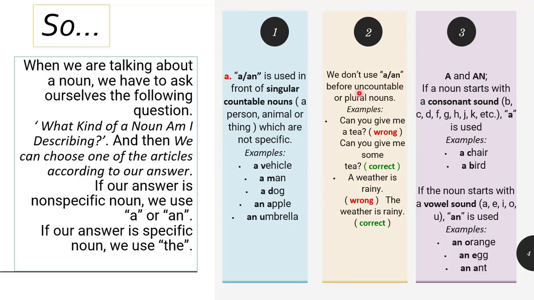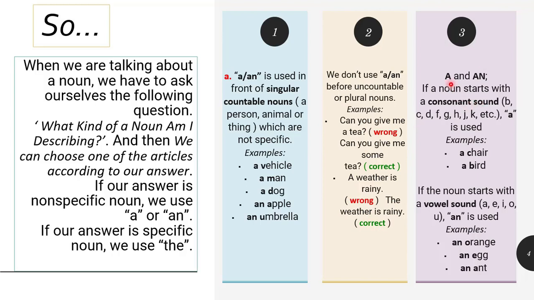Number 2, we don't use a or an before uncountable nouns. Don't use a or an before plurals. It is not right when we say a weather. The right one is the weather.